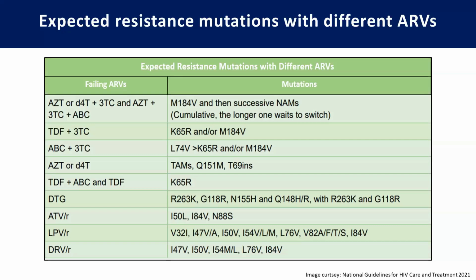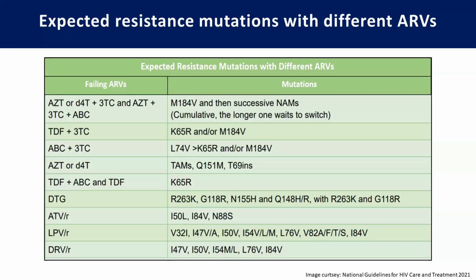Then coming to tenofovir and lamivudine. So there is a different mutation, either M184V or K65R. From this, one thing we can realize: if the patient was on zidovudine and he has an M184V mutation, then still tenofovir will work because for tenofovir, a different mutation, K65R, is required. So whenever a patient fails on a zidovudine-based regimen, we give tenofovir, and vice versa. If a patient is failing on a tenofovir-based regimen, we give zidovudine because the mutations are different.